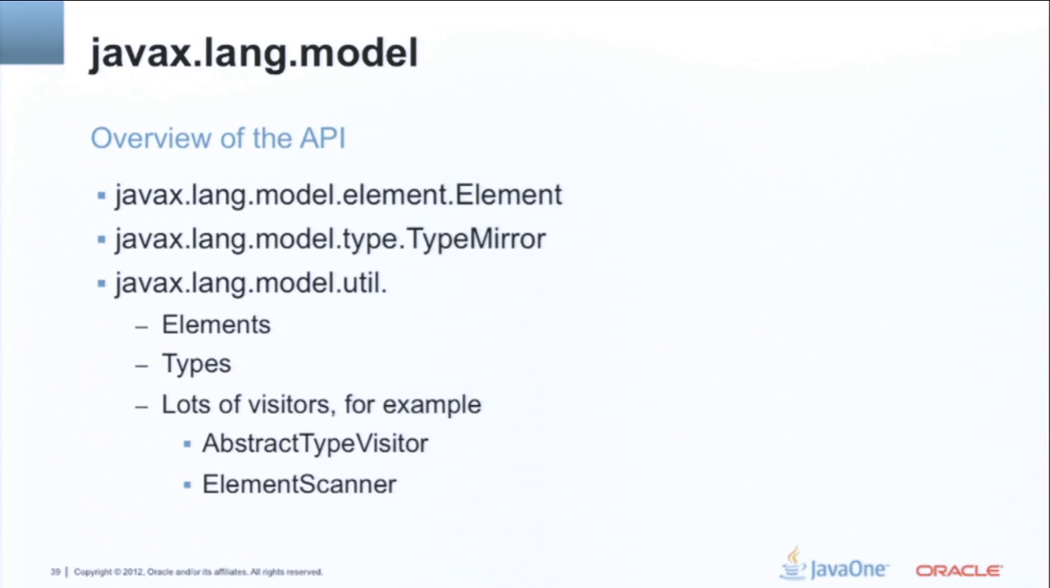And then there's the util package that gives you utilities to reason about your source code. For example, code to figure out if you override or hide a method is in Elements utils. And there are tools to help you with types in the Types class. And we've also included a lot of visitors. For example, there's a type visitor that you can just extend in order to easily do things with types.